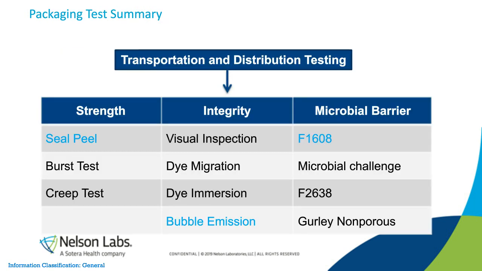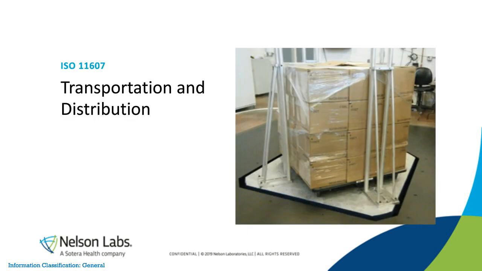And some of it's just preference or matching historical data. For this example, we are going to use a typical Tyvek film pouch. We'll select the seal peel test for our strength, the bubble emission test for our integrity, and the F1608 test for the microbial barrier. So we'll start, as our outline says, with the transportation and the distribution testing.